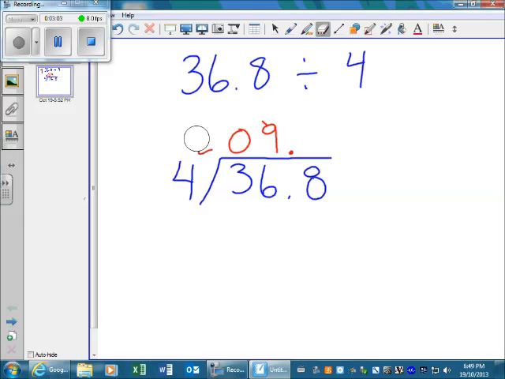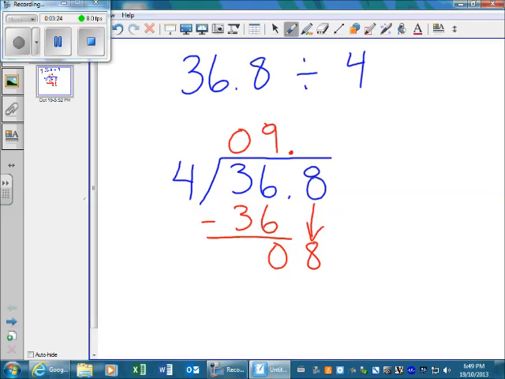Sorry, I'm having trouble with my board here. 9 times 4 is 36, because it was exact. It's not always exact. So now we go 36, take away 36, gives us 0. We still have this 8 to work with. So we bring down the 8.